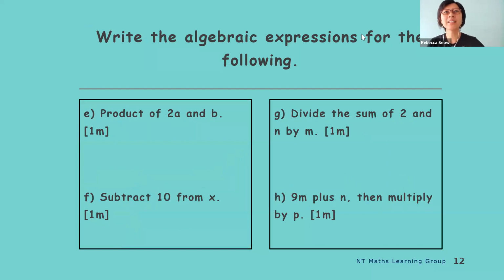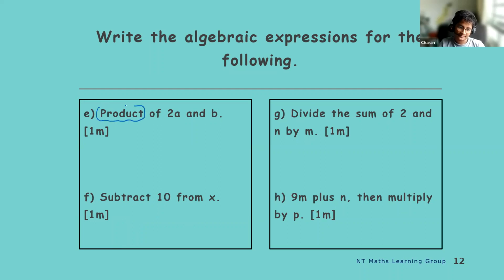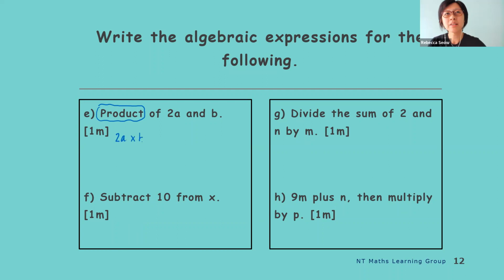Product of 2a and b. So you just take 2a times b. I don't think we have come across a question like that where we need to multiply two different letters. How can we do that? You just take 2a as normal, then you add b behind. Yes, you're right.